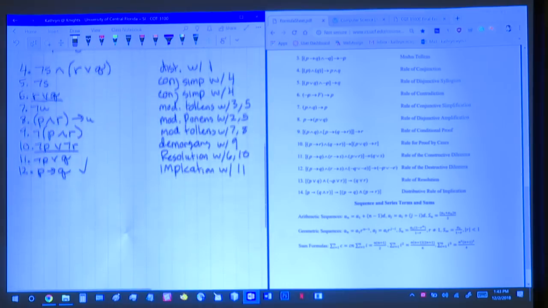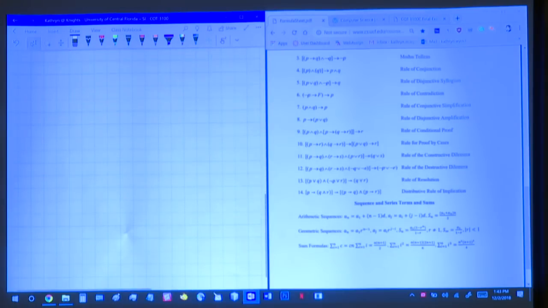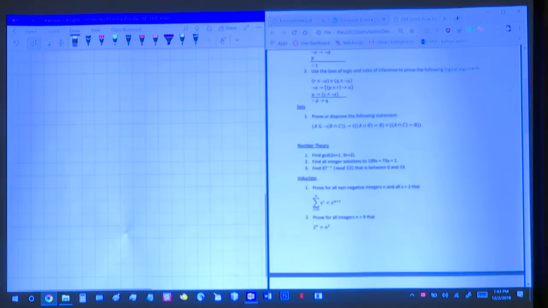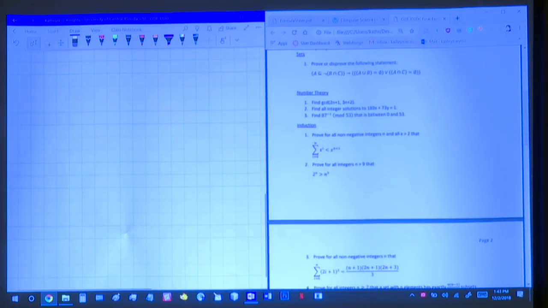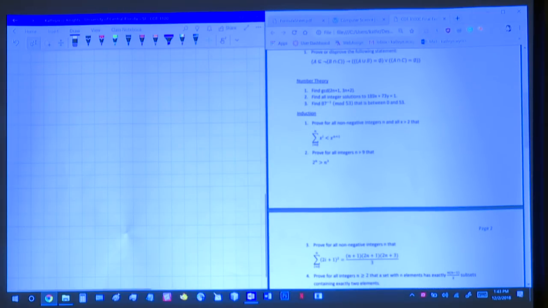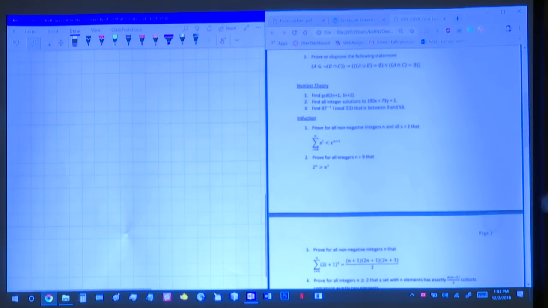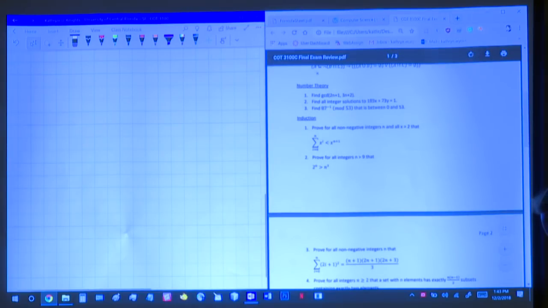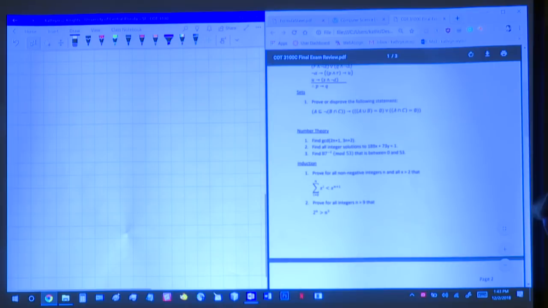If no one has any more questions, we can move on to the next section, which is sets. Our first question is prove or disprove the following statement. Basically, it says if A is a subset of not the intersection of B and C, that implies that either A union B is empty or A intersection C is empty.